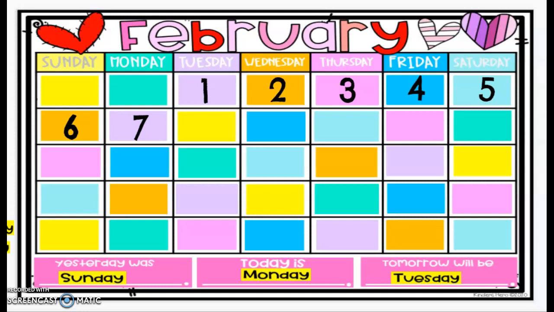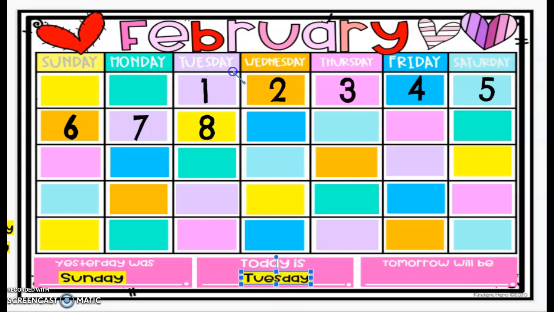It is what month? Still February. It is February, and yesterday was 7, so what comes after 7? 8. Good job. And that means looking at the calendar. We said tomorrow will be in this. It's tomorrow, so tomorrow we'll move it over to today is.